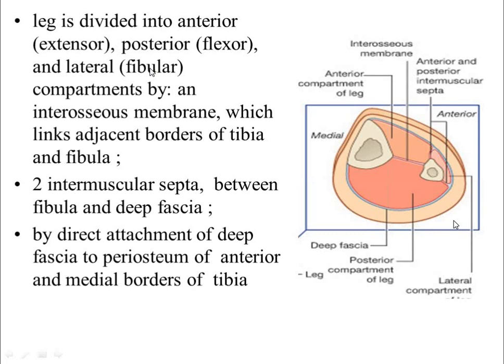and the lateral or the fibular compartment. The leg is divided into these compartments by the interosseous membrane, which is connecting the two corresponding borders of the tibia and fibula, that is the lateral border of the tibia and the medial border of the fibula.